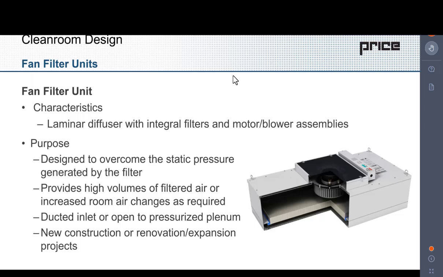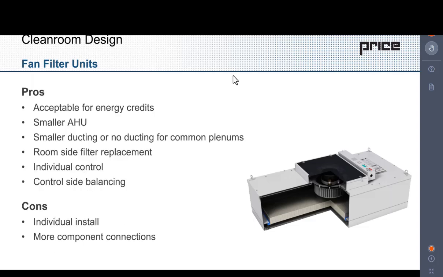And these are very popular on new construction where they're trying to utilize an air handler that may not have been designed for HEPA filtration. They're also very popular for renovation, and they're also very popular for new construction as well. Now, the pros of a fan filter unit is they're very efficient. Again, you can reduce that air handler or rooftop unit, reduce the ducting that's being used to supply these.